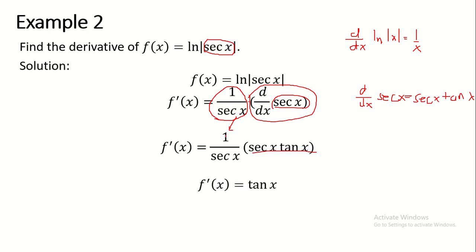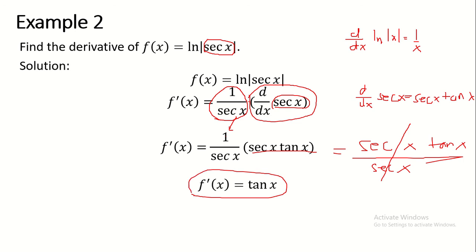Of course, i-multiply natin. 1 times secant x tangent x is equal to secant x tangent x divided by yung denominator na secant x. Secant x. And then, divide natin secant x over secant x is 1. So, ang matitira na lang is tangent x. So, ito yung derivative ng function na ito.